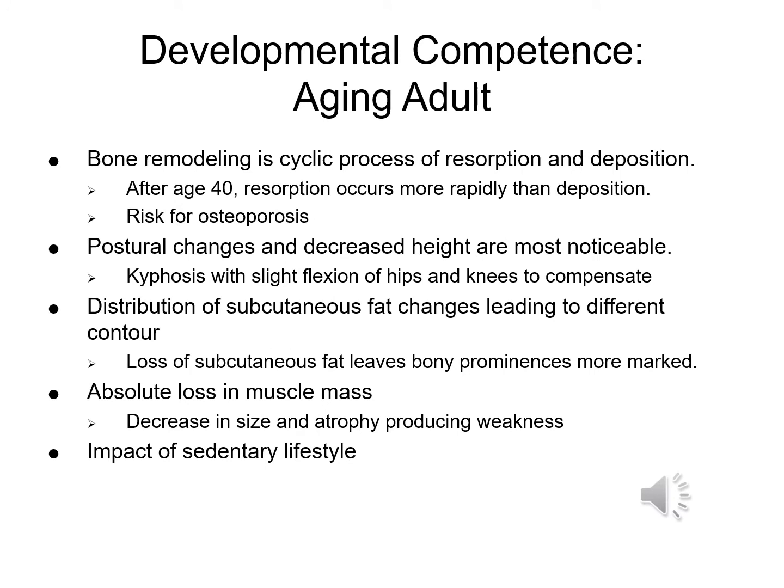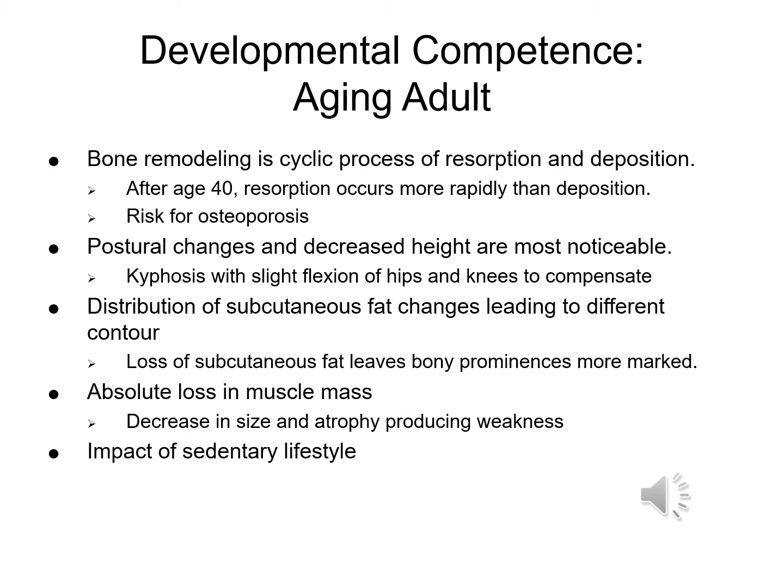In the older adult, we are always concerned about osteoporosis. They start to have postural changes and decreased height. Kyphosis has a slight flexion of the hips and knees to compensate. So kyphosis is the term. When you look at the elderly, that's how their posture looks.